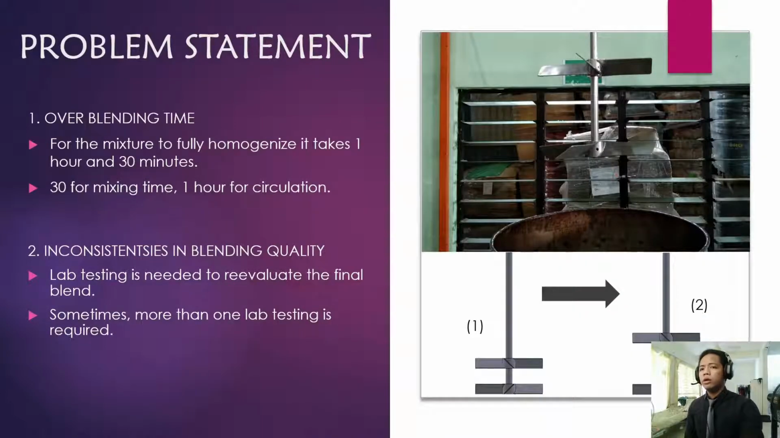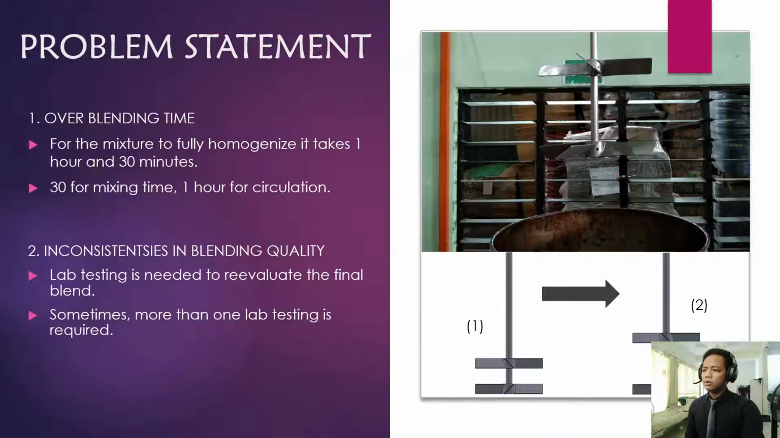Next, the problem within the project. I have identified two problem statements. The first one is the overblending time: 30 minutes for meshing time and 1 full hour for circulation. For the meshes to fully homogenize in 1 hour and 30 minutes, it is far too long for a blending process. The second problem statement is the inconsistencies in the blending process.